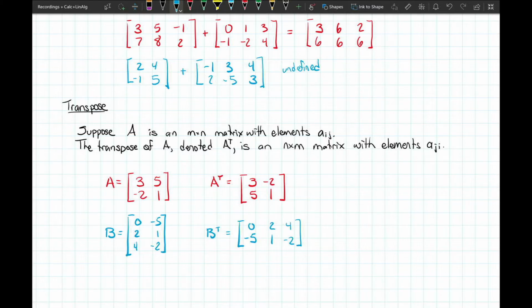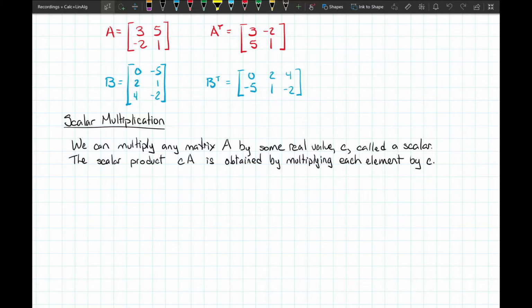Another very basic operation is scalar multiplication. With scalar multiplication, we can take any matrix A and multiply it by just a real value. We'll call that value c, also known as a scalar. Now, when we write cA, we are going to multiply each element of A by c. So that won't change the size. We'll end up with exactly the same dimensions, but each value will be multiplied individually by that value of c.